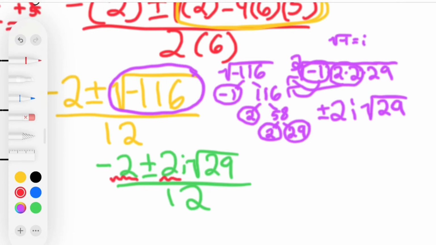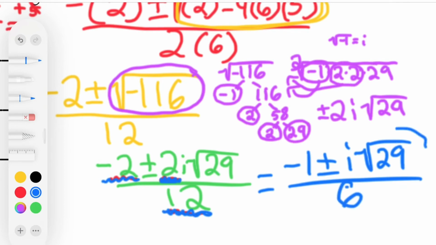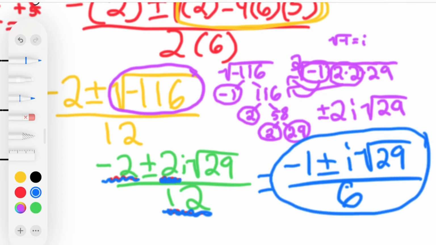Lastly, we are looking at the numbers 2, 2, and 12 to see if we can simplify all three numbers by a single number. We can. The number 2 can go into all three of them. So we will end up with -2 divided by 2, which is -1, plus or minus 2 divided by 2, which is 1, which we don't have to write because it's multiplication, times the square root of 29, all over 12 divided by 2, which is 6. And that will be our answer.